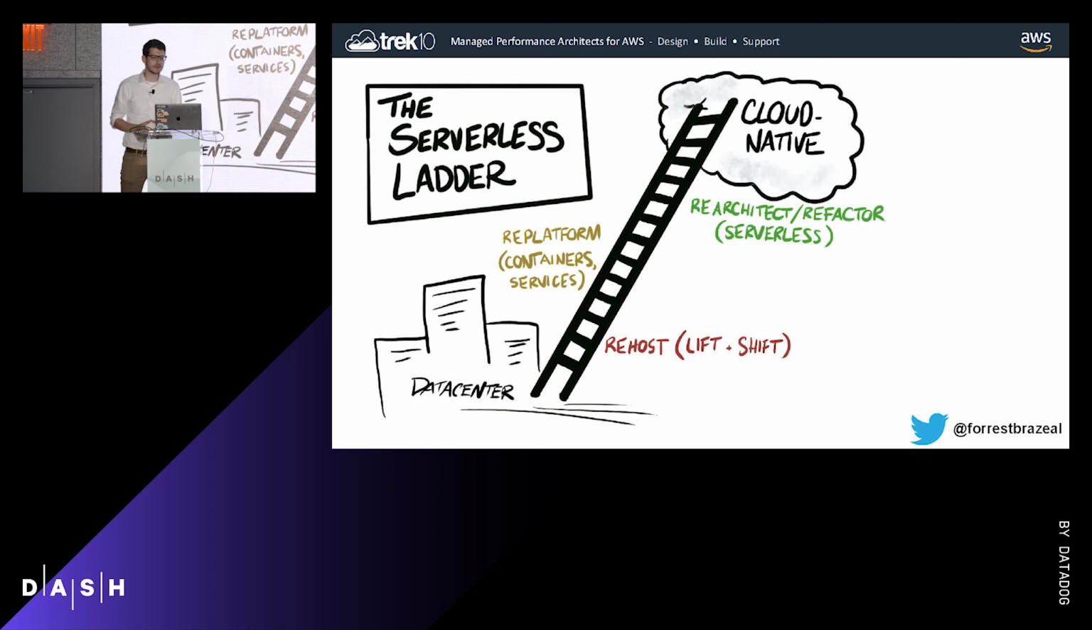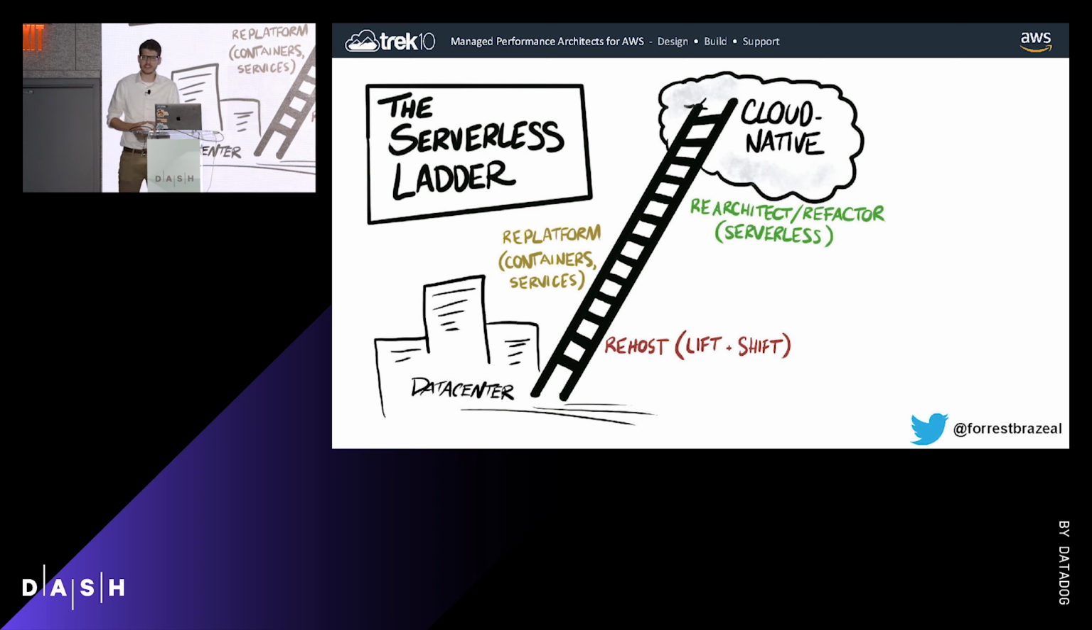You may recognize some of these as the R's of migration, if you've ever seen that. Rehosting is one of them, lifting and shifting, where you're just moving to the cloud, but you're not changing much about your architecture. That's pretty low on the serverless ladder, but it may be a necessary step. You may need to do that before you can get to replatforming, where you're moving to containers, perhaps. You're moving to more services like maybe RDS instead of running your own SQL server.